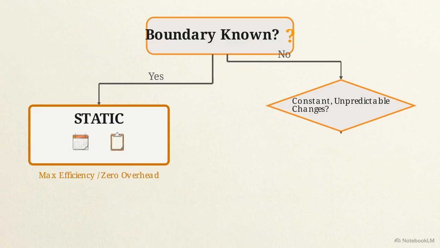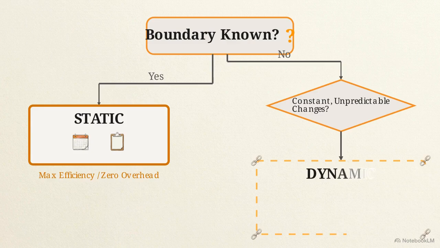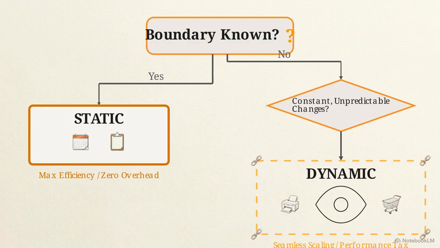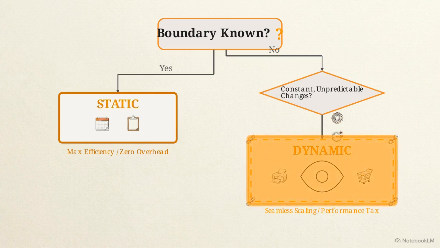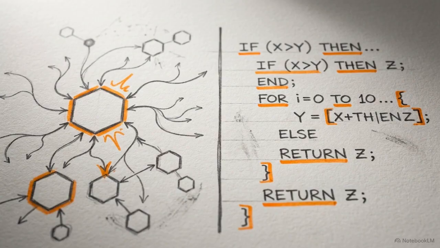If you don't know the size, take the no pathway to a secondary condition. Must the program cope with constant, unpredictable changes? User-driven features, like a live print queue, streaming viewers, or a shopping cart, mandate a dynamic structure. Despite the heavier processing load, going dynamic ensures a seamless user experience that won't crash when traffic spikes. Professional architecture requires you to look past the label and account for the specific memory and speed costs of your expected volume.